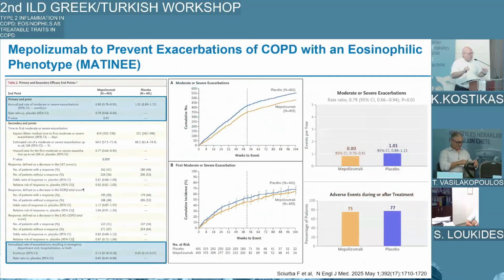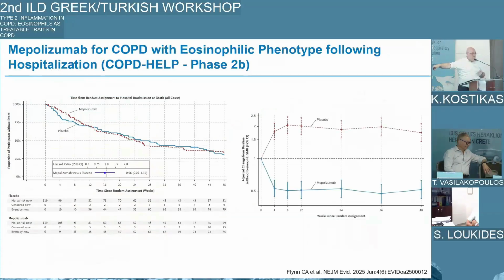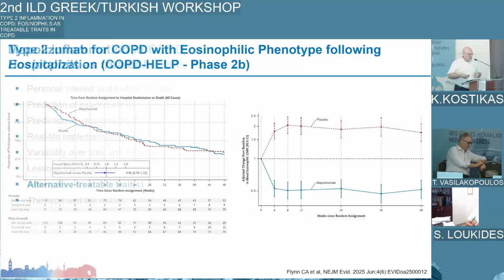And on top of that, you have shown some data, but you have not shown the whole data of MATINI. And MATINI, yes, it has reduced moderate to severe exacerbations, it has reduced severe exacerbations, but it did not improve lung function or quality of life or symptoms. And the additional thing, and this is the second study that was published in another New England journal, the New England Journal of Medicine Evidence, at the same time as MATINI, and this is the COPD HELP, and you can see that after an exacerbation, starting mepolizumab did not have any effect on exacerbations, although it reduced blood eosinophils. So it's not enough to treat that.